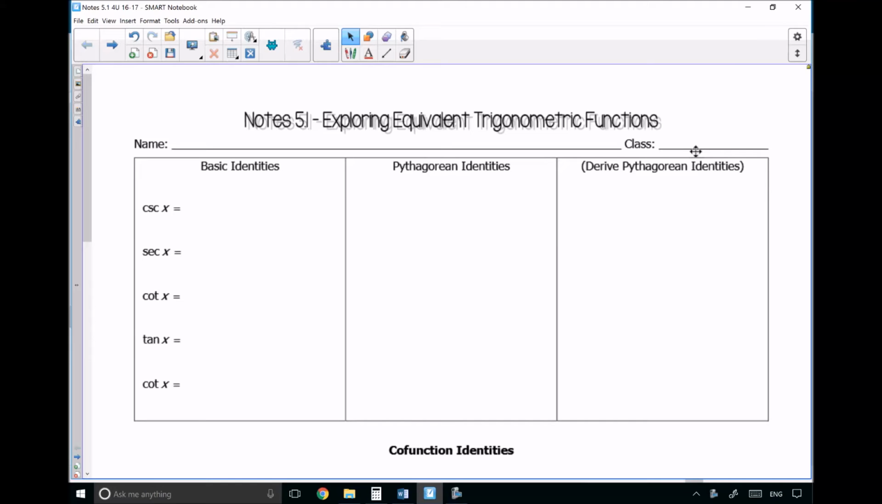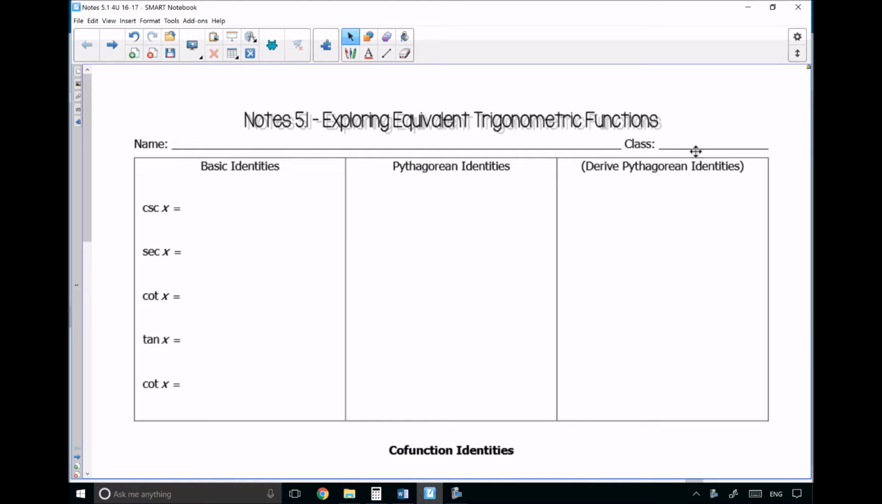Hi, ladies and gentlemen. We are looking at notes 5.1, which are on exploring equivalent trigonometric functions. I just want to get down some basic identities first, and then we'll derive some identities, and then we'll talk about some co-function identities. So today's lesson is going to be about all sorts of different identities that we need to know, and this is going to help us out for the rest of the unit.